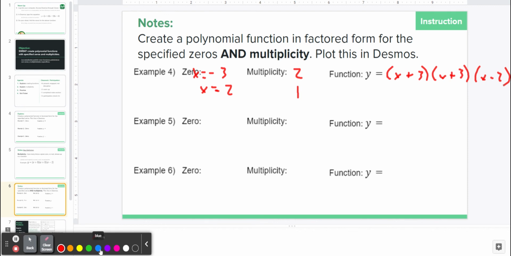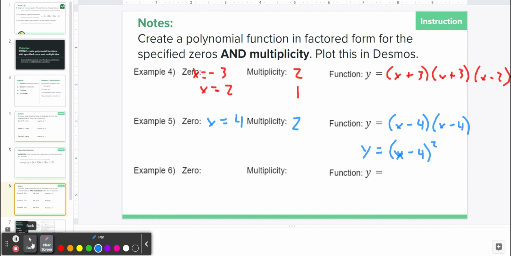Okay, let's see how this plays out in a couple of other examples. If we have a zero at x equals 4 with a multiplicity of 2, okay, then my function will look like this. X minus 4 times x minus 4. Another way to write this, if we wanted to write it a little more shorthand, is we have a factor times itself. We could write this as x minus 4 to the second power if we wanted to, because that multiplies by itself once. Just a quick side comment there.